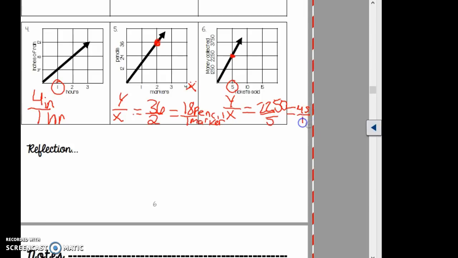I wonder what this means in terms of the graph. It says money collected and tickets sold. How much does each ticket cost? $4.50. That's right. So can you write this down here using a dollar sign? And then you're going to say per ticket, because that means for every ticket.